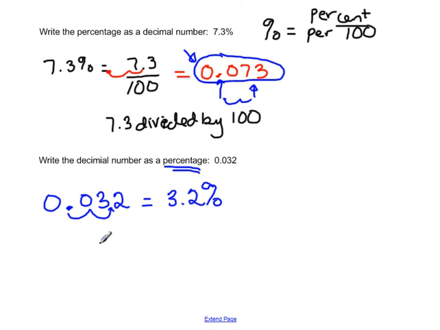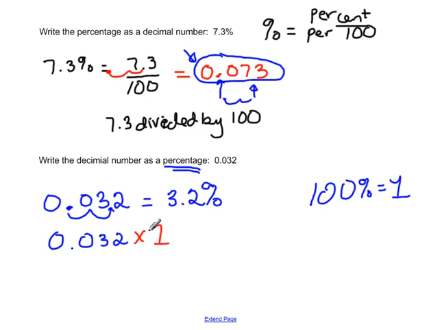Another way to think about this is we know that 100% is the same thing as 1, the one whole thing. And so if we think about 0.032, we could multiply that by 1 if we wanted to, right? Multiplying something by 1 doesn't really change anything. Let me change that so it looks more like a 1. We can multiply things by 1, that doesn't change them.